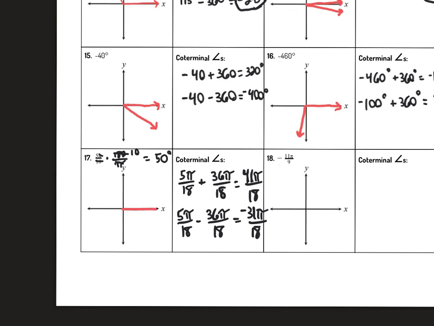So here's my initial side. Here's my terminal side. Let's just call it slightly more than 45. And that's my angle. 5 pi over 18, 41 pi over 18, or negative 31 pi over 18. That's all of them. Excellent.